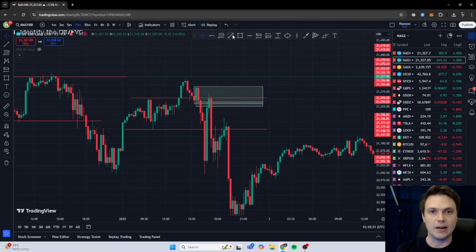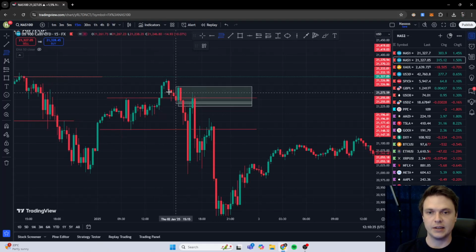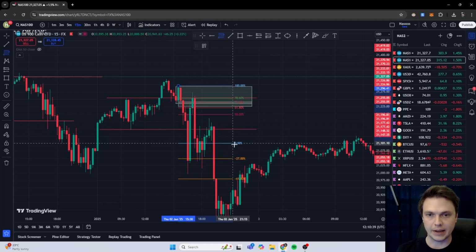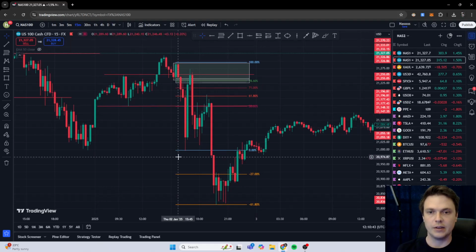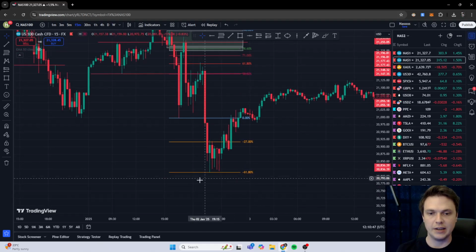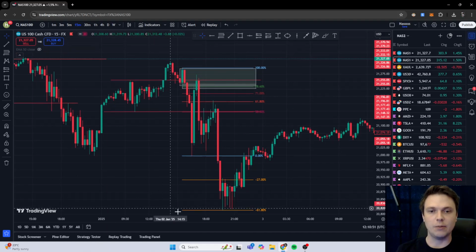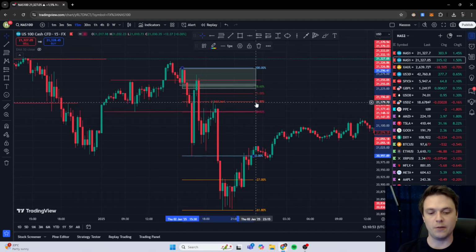But the Fibonacci just works wonders in this case. So let's quickly fib this one out. I would probably take it from the top to the bottom over there. And there will be your TP1, TP2 there. And actually TP3 was hit as well, perfectly. So now you can see with the Fibonacci, I would probably prefer the Fibonacci more.